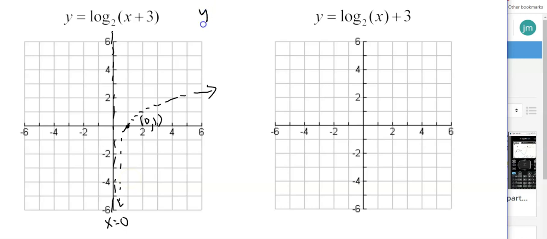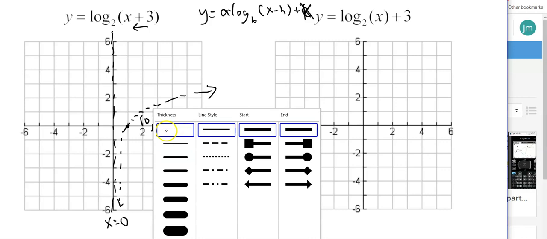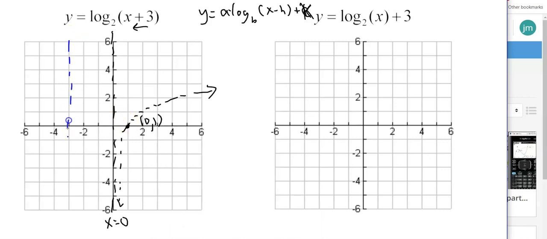So let's just talk about transformations for a second. y equals a times log base b of (x minus h) plus k. You can see that h is going to move it right or left, and k is going to move it up or down. So this one definitely is going to move it to the left. Every point is going to move to the left 3 units. So you take that asymptote, it's now at x equals -3.